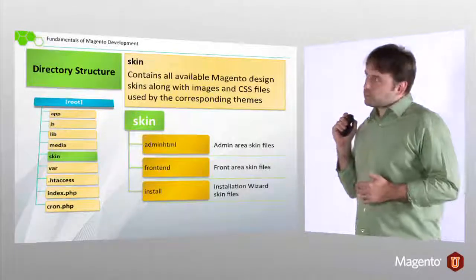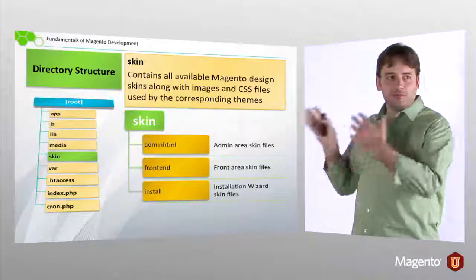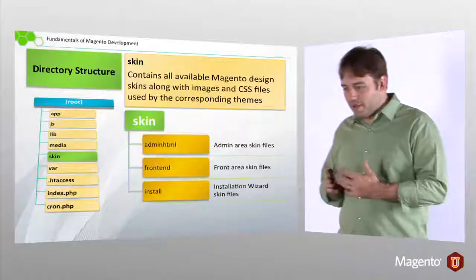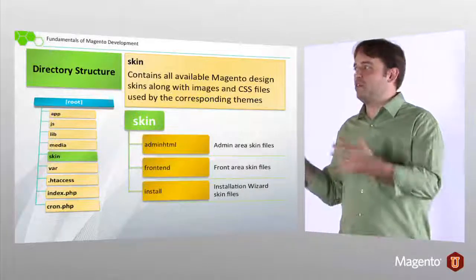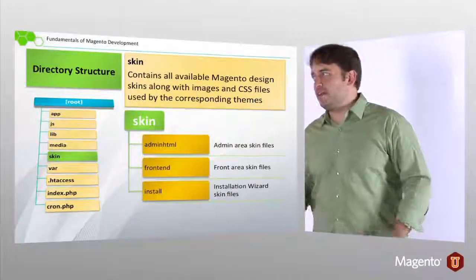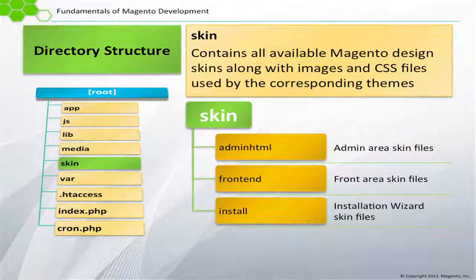But just be aware that for your admin related images, CSS, JS, you can put it under admin HTML, and for anything on the front end, in the front end. And then, of course, the install, I think, explains itself. So if you wanted to custom brand the install, you could do that here. That's actually what the enterprise theme does.